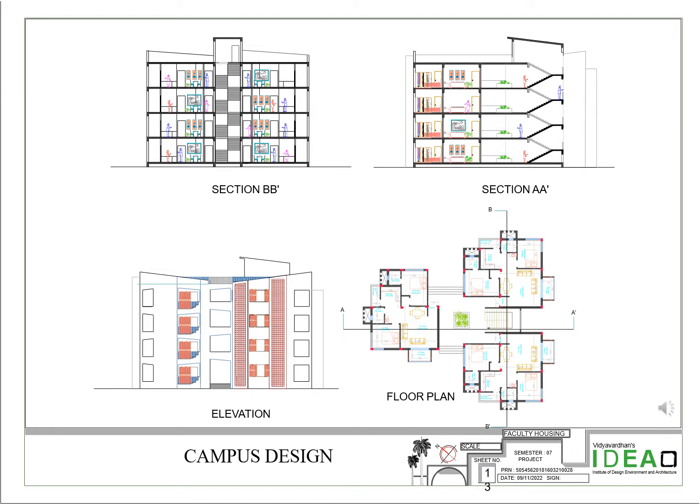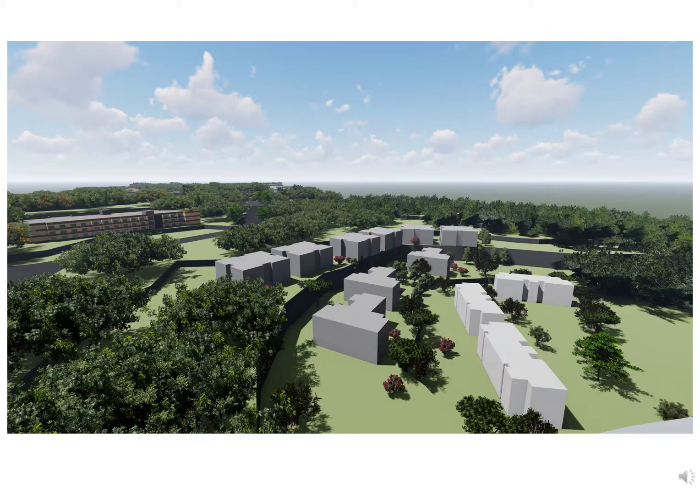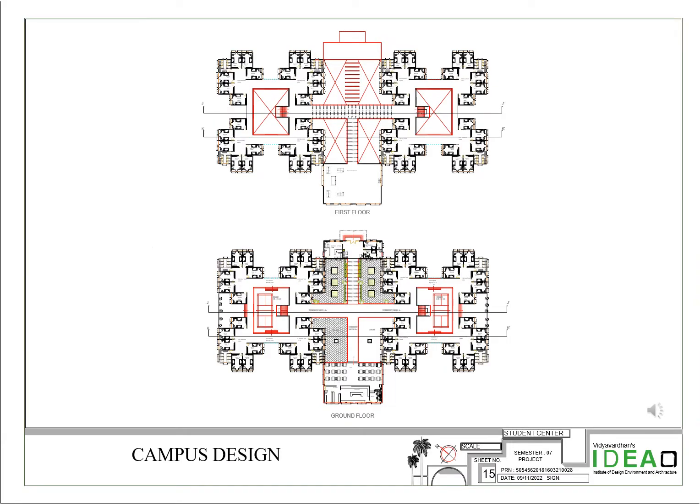This is also a faculty housing block which shows the sections and elevation for better understanding. This is the view of the faculty housing which shows the placement of the block. Now, next is University Hostel.